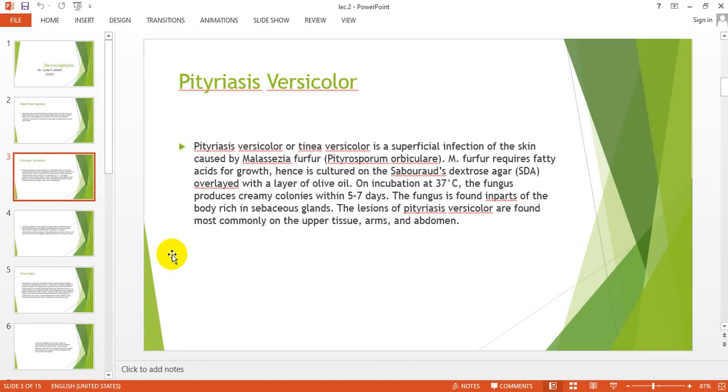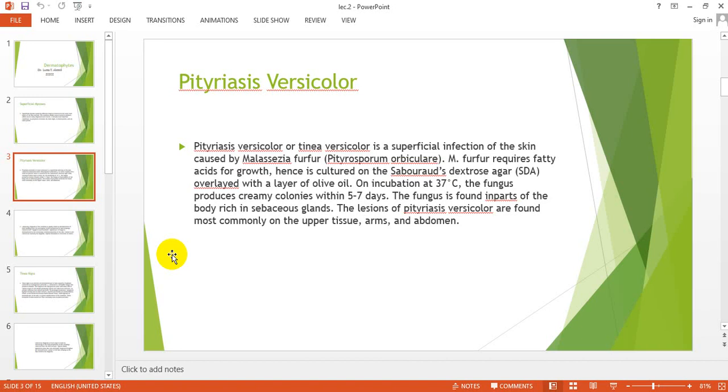Malassezia furfur requires fatty acids for growth, hence it is cultured on Sabouraud dextrose agar overlaid with a layer of olive oil. On incubation at 37 degrees Celsius, the fungus produces creamy colonies within 5 to 7 days. The fungus is found in parts of the body rich in sebaceous glands. Means where there is a seborrheic area, it will be ready for infection by psoriasis versicolor.